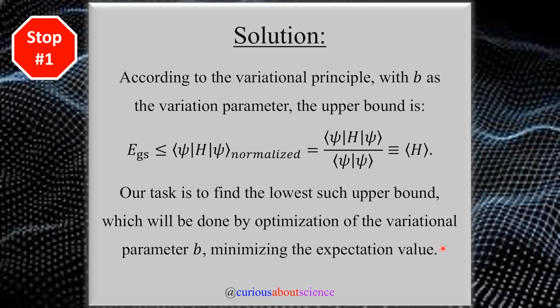Okay, so stop number one then. We have to remember that according to the variational principle, with b as the variational parameter, the upper bound is given as the ground state energy being lower than the expectation value of the Hamiltonian. Of course, psi are the trial functions, so they might not actually be the analytic solutions to the Hamiltonian. But we can modify what we do for the trial functions based on the other models we have.